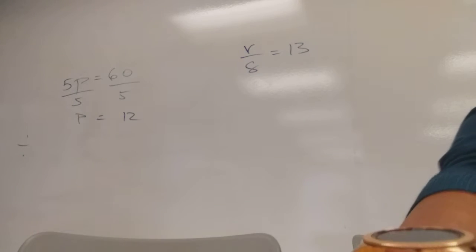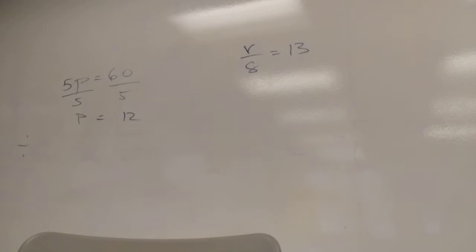Yeah, I read it out loud. R divided by 8 is equal to 13. I know it is an equation because it has an equal sign. I see that it's division. It's R divided by 8. I've got to multiply both sides by 8.